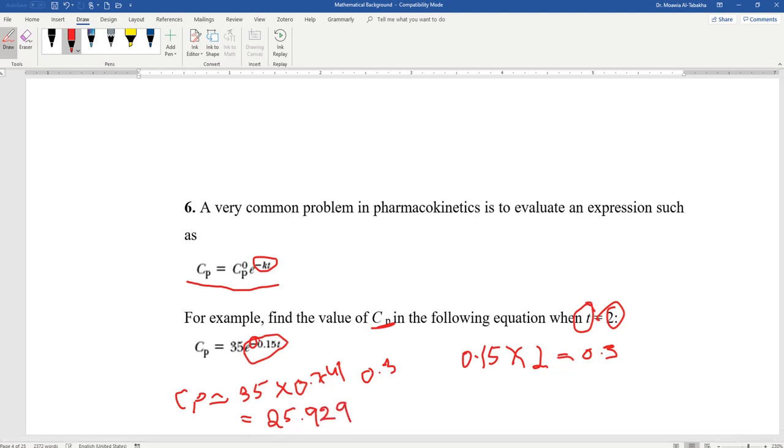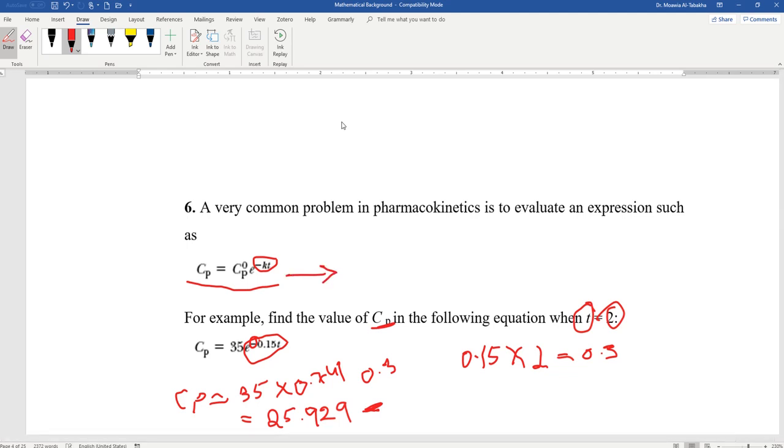25.929. Of course, in order it's concentration, but I don't know what units they are using. So it has to have a unit, but we were not given the original unit of concentration. If I know the units of the 35, then I will be able to give you the unit of concentration here. Okay, another thing I can convert.